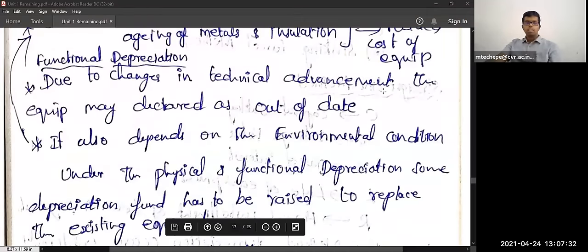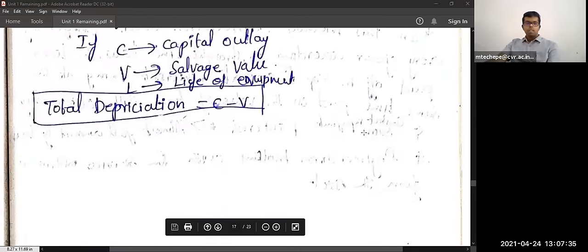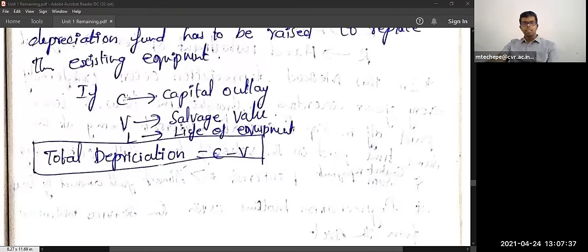This is a fixed cost. Take C as the capital outlay, S as the salvage value, and L as the life of the equipment. The total depreciation is the capital cost minus the salvage value. So I am buying equipment of 1 lakh rupees. After 1 year, the salvage value, that is, the equipment cost, might be decreasing. That is the total depreciation.